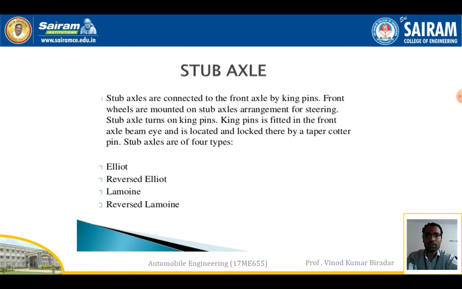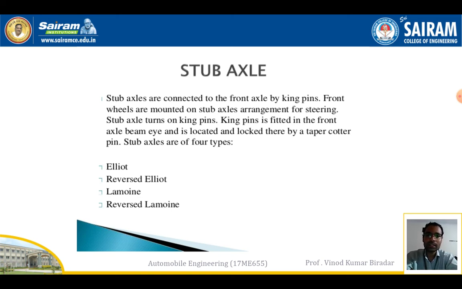Now the stub axle. Stub axles are connected to the front axle by the kingpin. The front wheels are mounted on the stub axle arrangement for steering. The stub axle turns on the kingpins, that is, kingpins fitted in the front axle beam eye and located and locked there by a taper cotter pin. Stub axles are of four types.